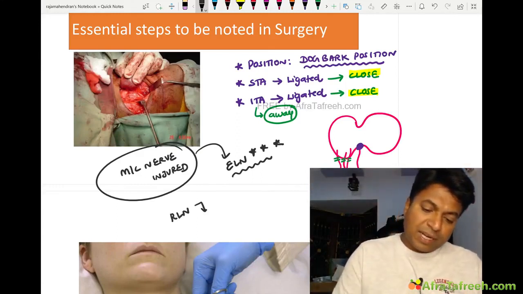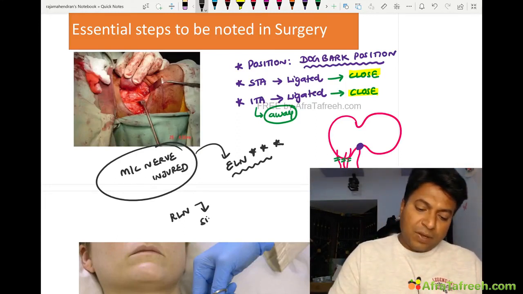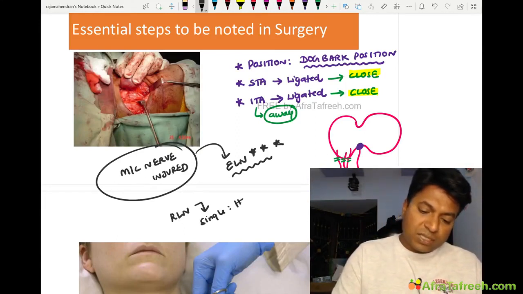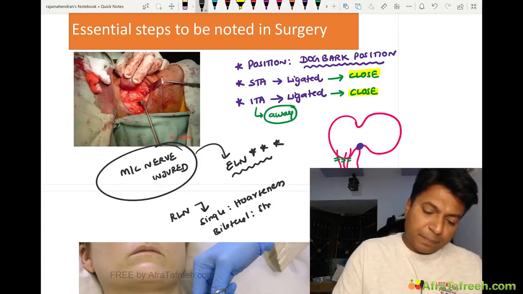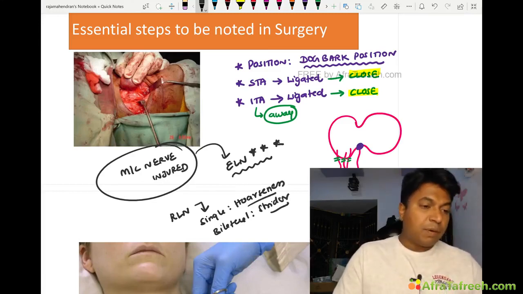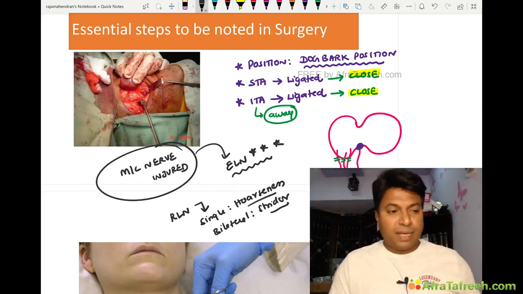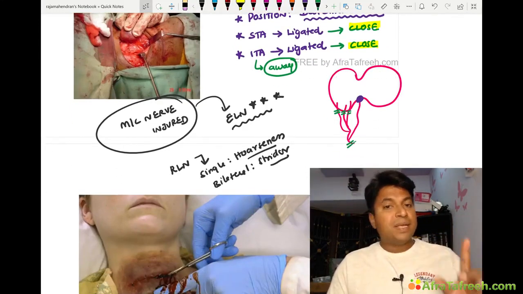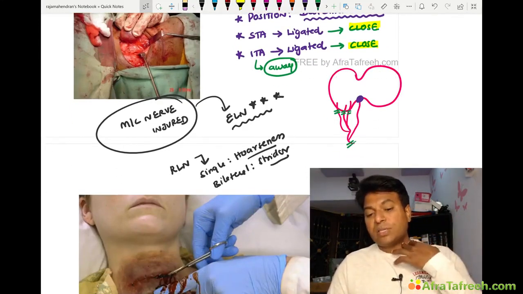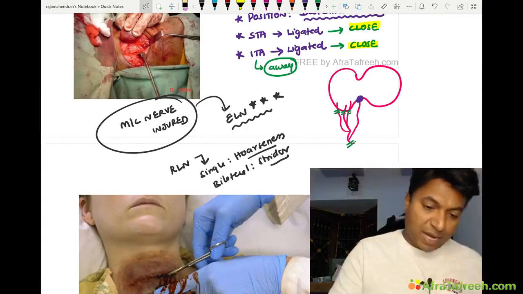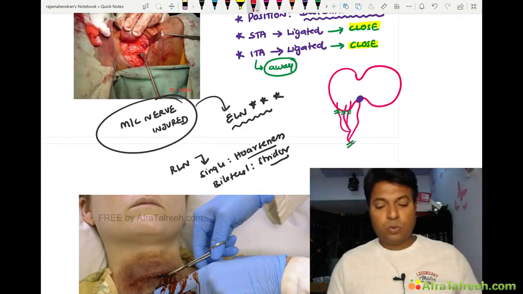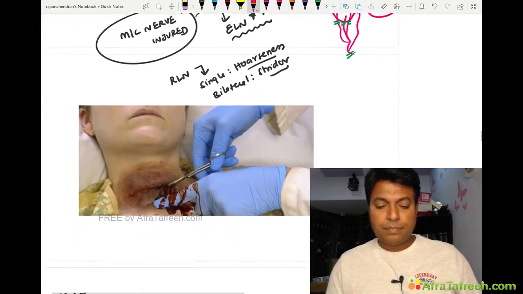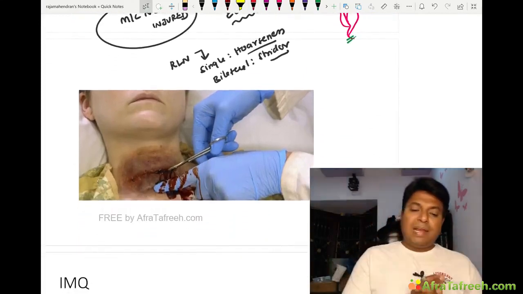Recurrent laryngeal nerve can get injured. If a single recurrent laryngeal nerve is injured, it causes hoarseness of voice. If bilaterally injured, it results in stridor. You would have read this type of points better in ENT. So please remember, the most common nerve injured is the external laryngeal nerve. Single recurrent laryngeal nerve injury causes hoarseness. Bilateral causes stridor. Okay. So this is a very commonly asked clinical question.